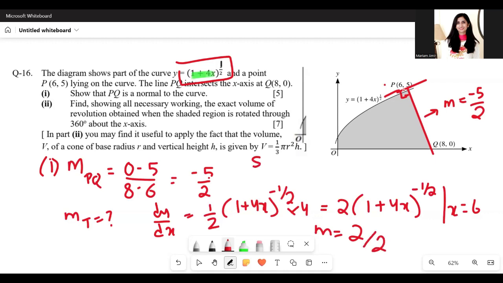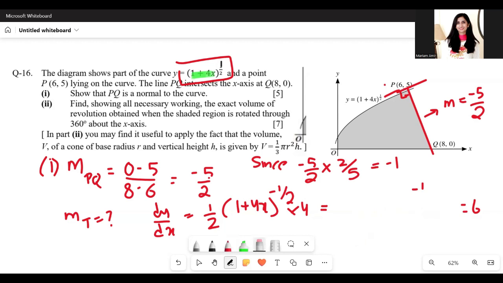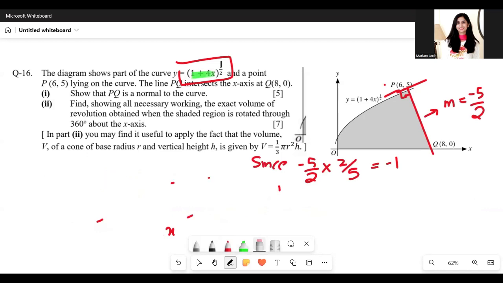So now we write: since minus 5 over 2 times 2 upon 5 equals negative 1, hence PQ is the normal to the curve. We know that tangent and normal are perpendicular to each other, and if two lines are perpendicular, then the product of their gradients is negative 1. Okay, part 1 is done.